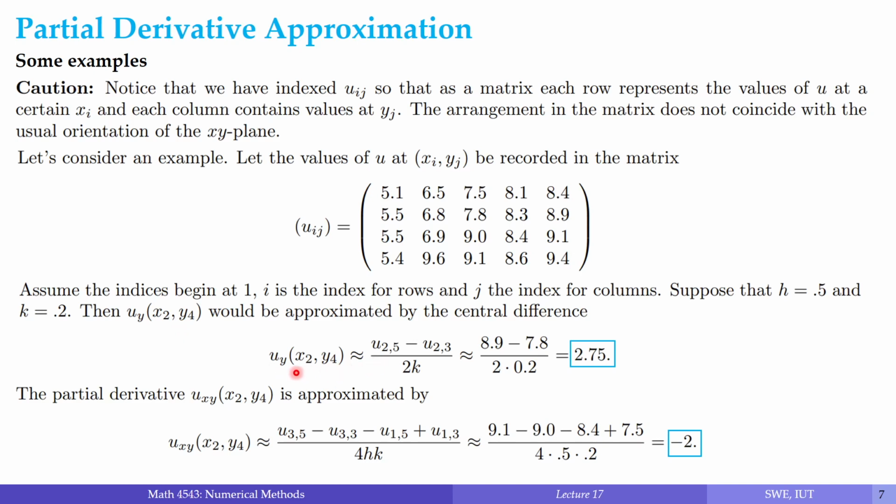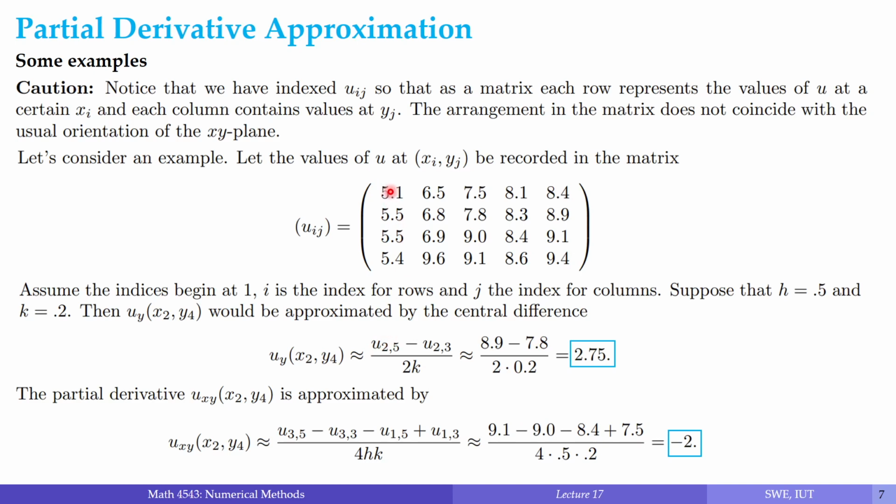Since we already know what the formula is, we can just apply it. The partial derivative at this point with respect to y is approximately equal to u sub 2 comma 5, so we are using j plus 1 here, right? Our value of j is 4. So j plus 1 minus u sub i comma j minus 1, so 4 minus 1 is 3, divided by 2k because we are differentiating along the y direction, with respect to y.